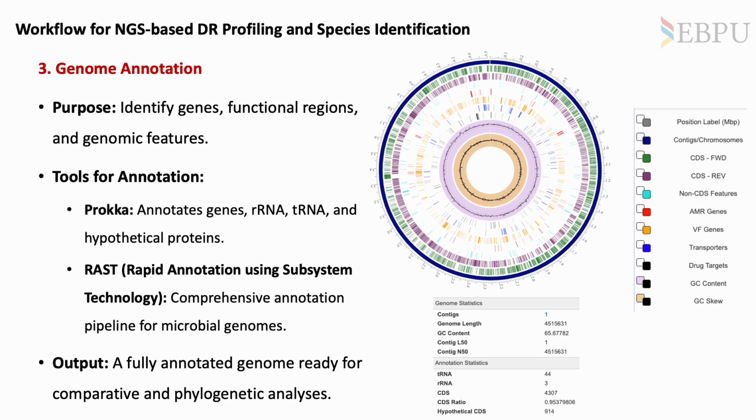Once we assemble the genome, we move on to annotation. This step identifies genes, rRNAs, tRNAs, and functional elements. Tools like Prokka and RAST help automate this process for microbial genomes. The result is an annotated genome that's ready for deeper analysis like phylogenetics or resistance gene detection.